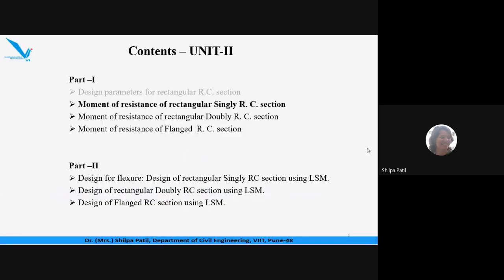Okay. We started Unit 2 last week, and we discussed how to calculate the design parameters for a rectangular RC section. We learned about three design parameters, also called design constants. Can you quickly tell me the values of the design constants?